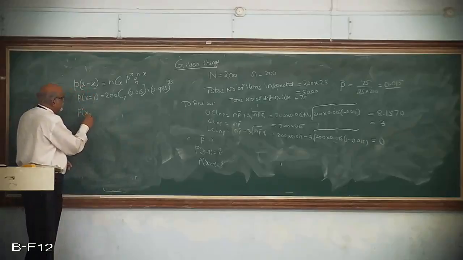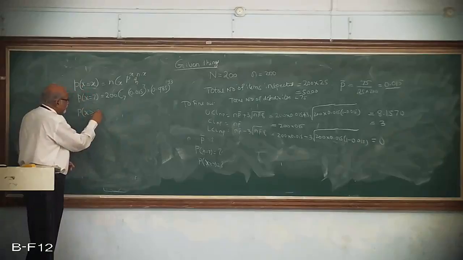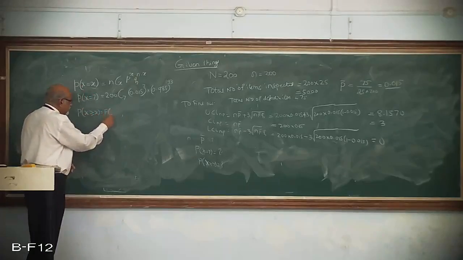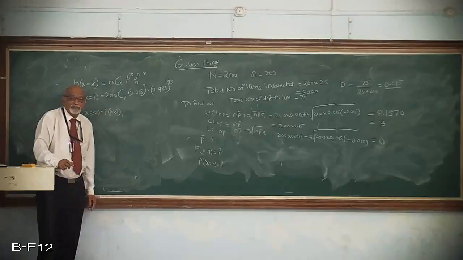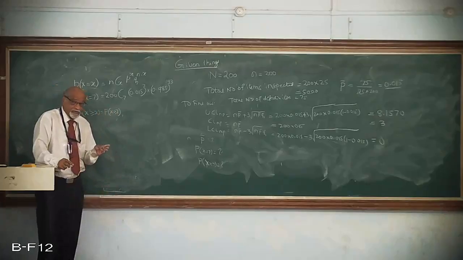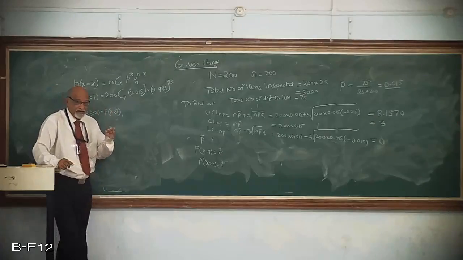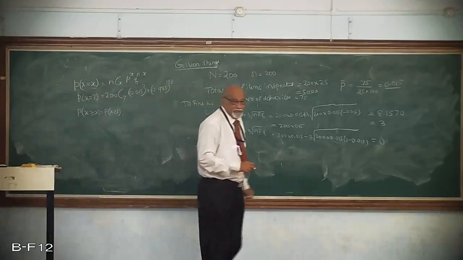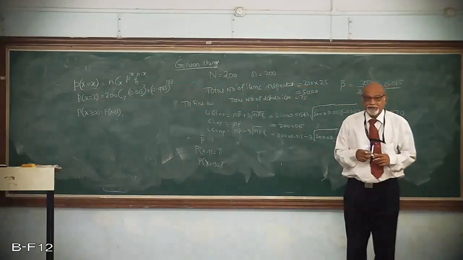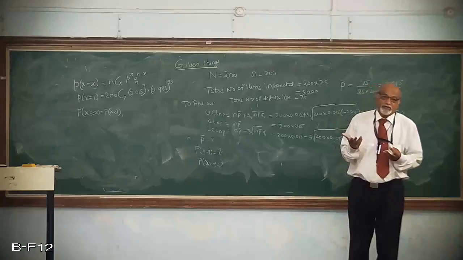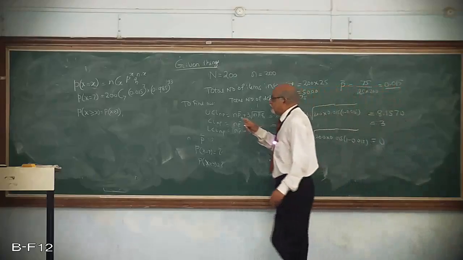But how to calculate the probability that x is greater than or equal to a particular value? In this case, the probability that x is greater than or equal to 7. How do you find it? Greater than or equal to 7 means the probability that it contains 7 defectives, probability that it contains 8, 9, 10, 11, 12, up to what? We can go up to 200. Try to think, that means so many. Then how much time it will take you? Try to think about it.